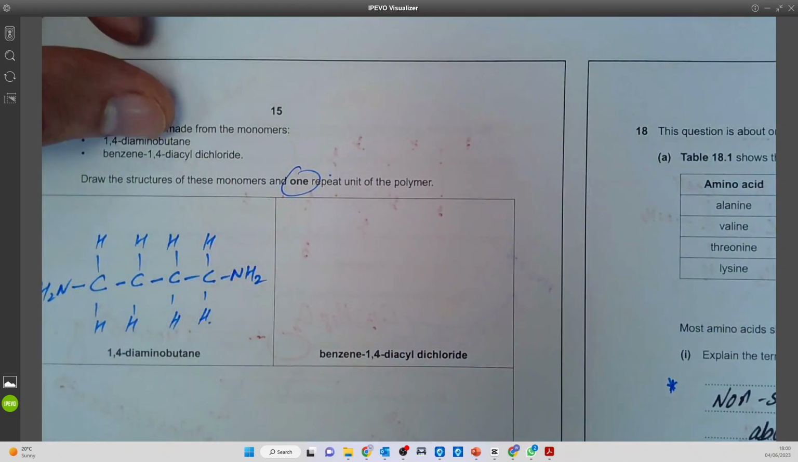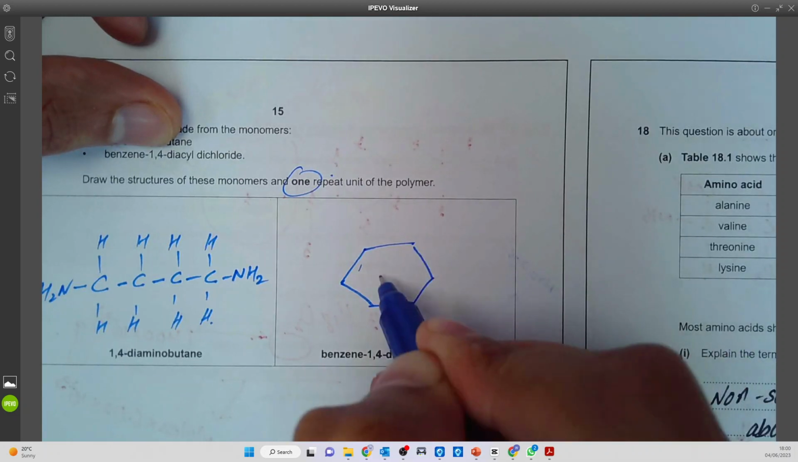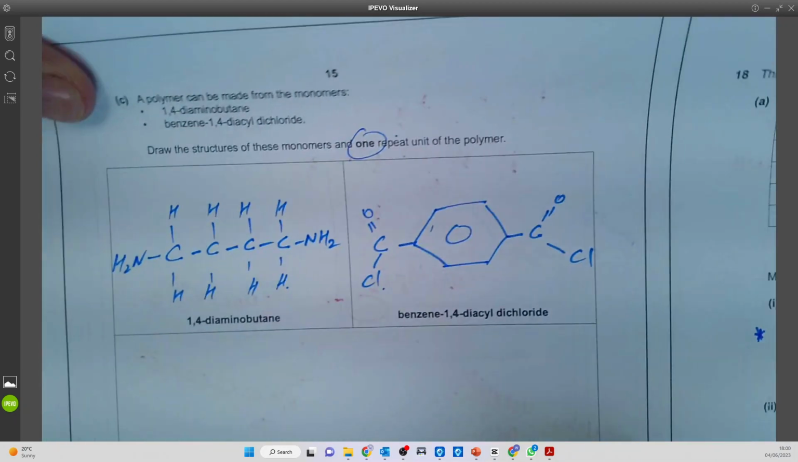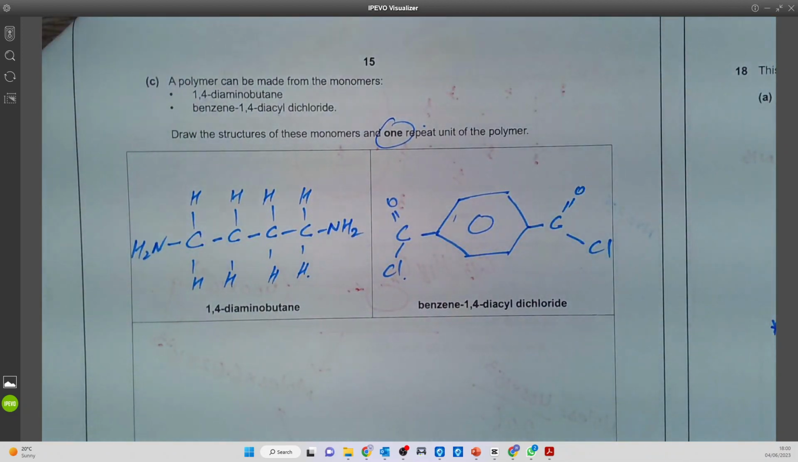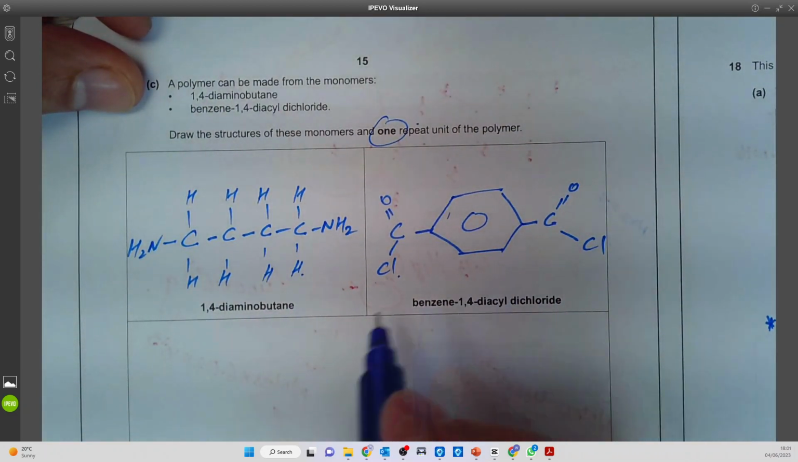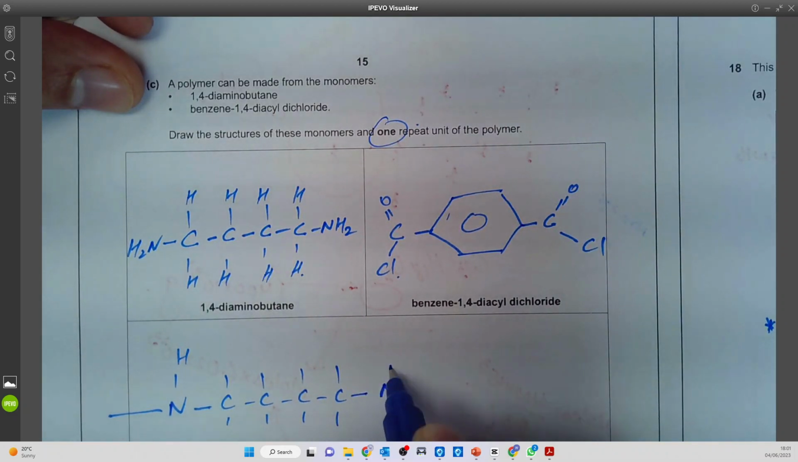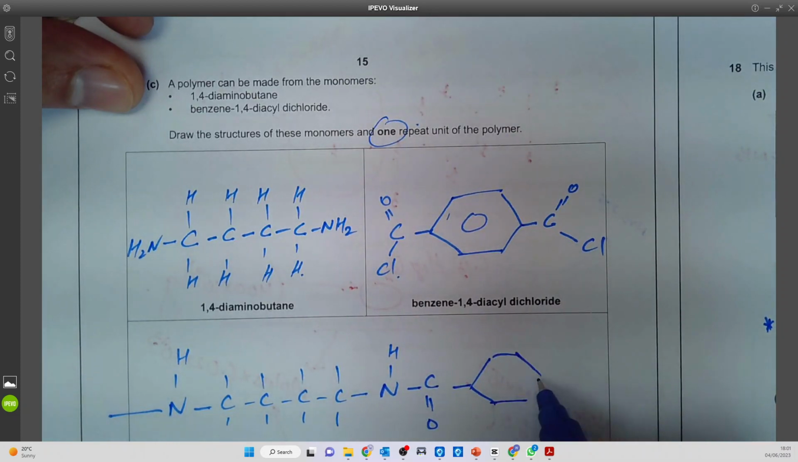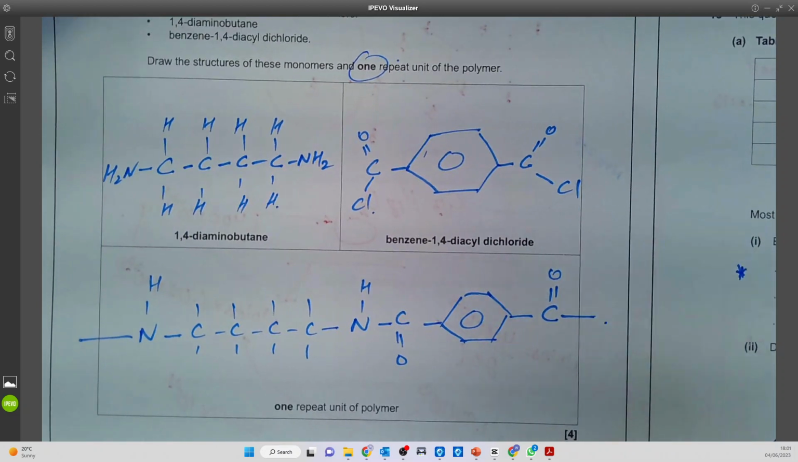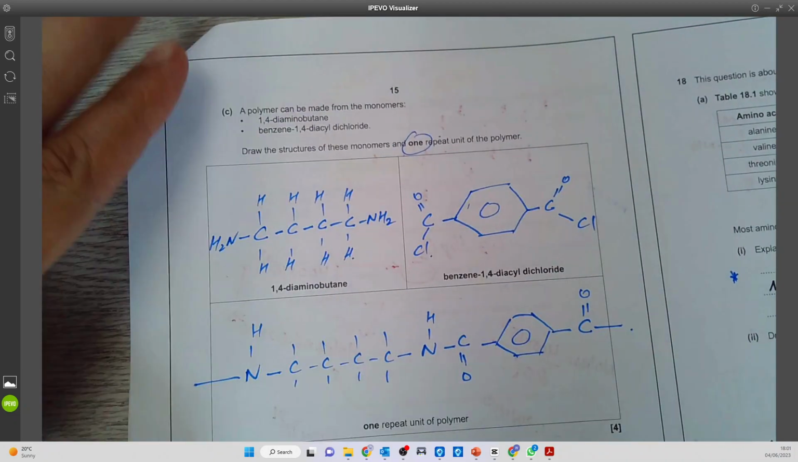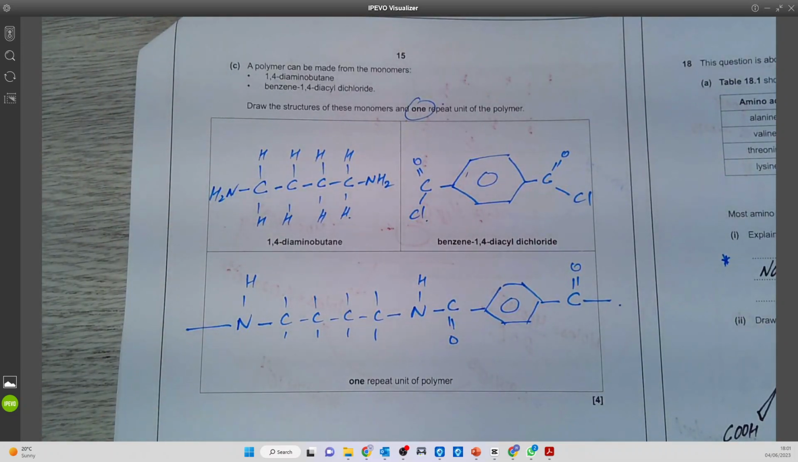Then it says benzene-1,4-diacetyl chloride. You have to draw one repeat unit. It will form amide linkage this time, remember. So N dash H, this will go in this direction, dash. Done.